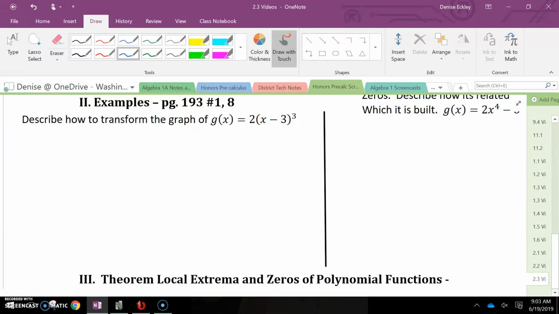Page 193, numbers 1 and 8. Describe how to transform the graph of g of x equals 2 times the quantity x minus 3 cubed. So we're transforming it from the graph of y equals x to the third.